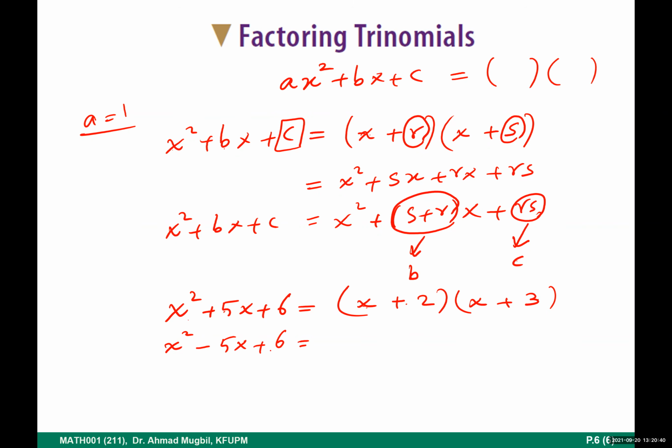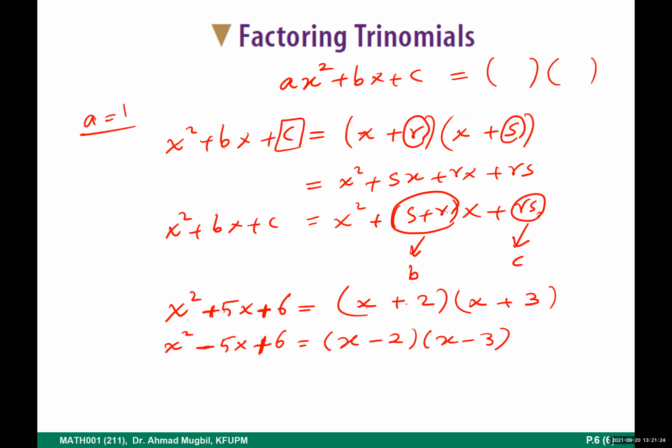What about if it is x squared minus 5x plus 6? It will be x minus 2 times x minus 3. Is that right? No, one of them should be minus. Are you sure? No, it's okay. Now here we have the product positive and the sum positive, so both are positive. Now here the product is positive, so both must be positive or both negative. But since the sum is negative, we have agreed that the sum will be the coefficient of x.